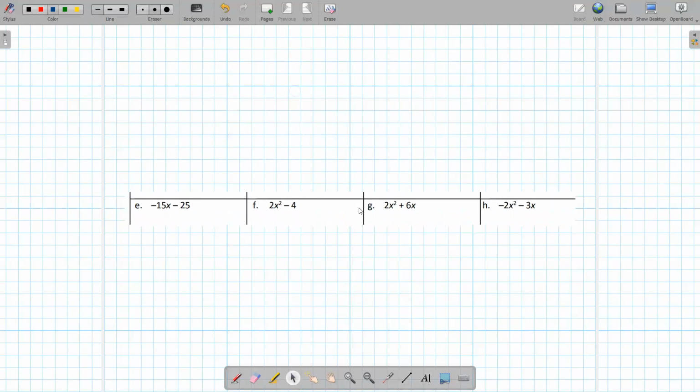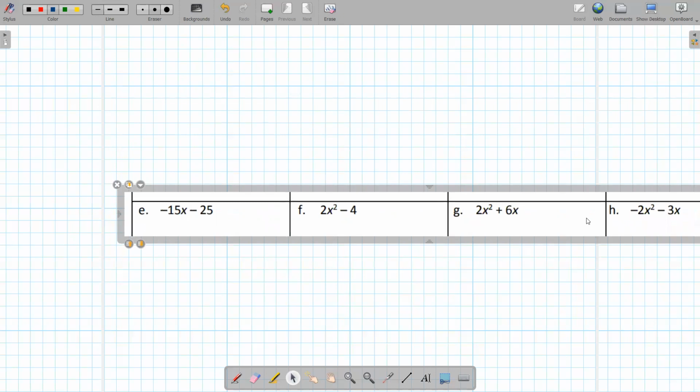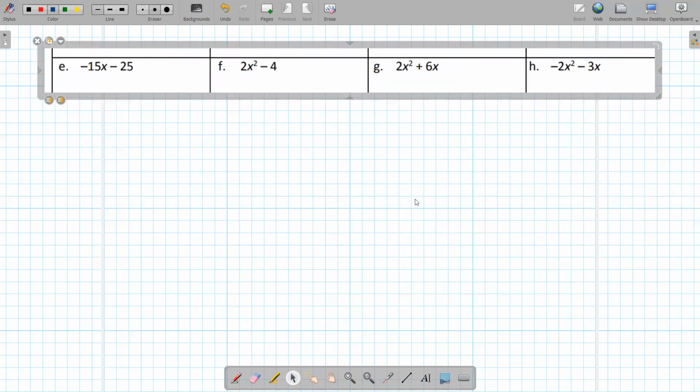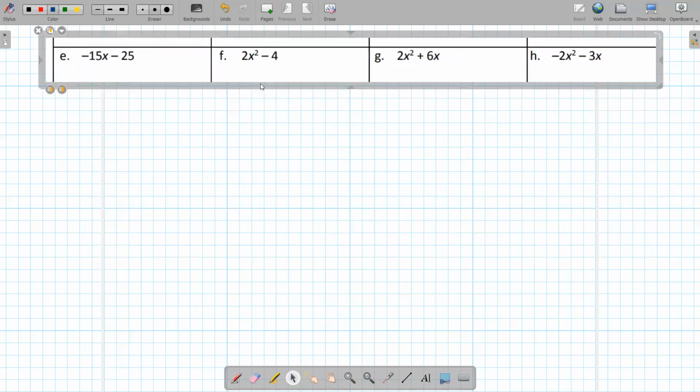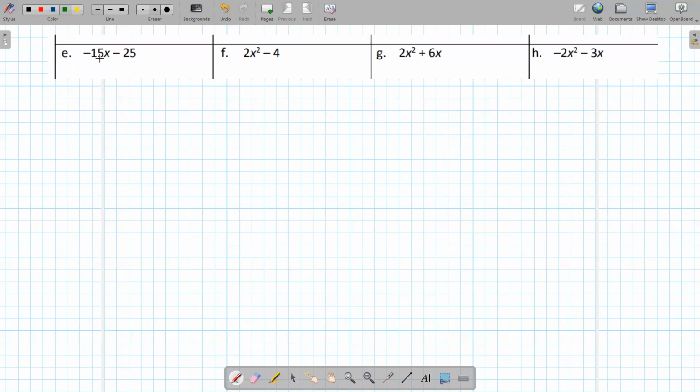Let's try doing another set. So again, you want to take out the minus sign if there is one, because you don't want a minus sign if possible inside the brackets. So between negative 15 and negative 25, what's the GCF? What can we pull out? The biggest number, yeah, minus 5. Pull out a minus 5, what are we left with in the bracket?